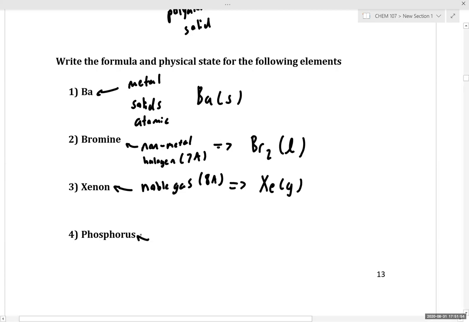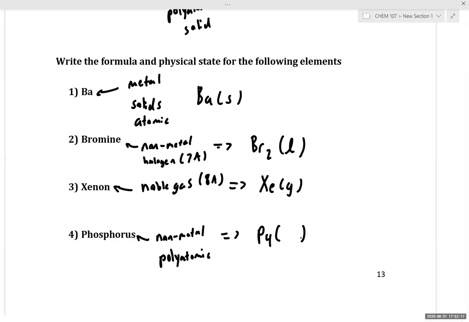Finally, phosphorus is a non-metal. And phosphorus is one of the few elements on our list of polyatomic elements. Phosphorus has a formula of P4, and in general, most elements in our periodic table, if I haven't explicitly told you what the state symbol is, will have a solid symbol. Most elements in the periodic table at room temperature are solids.